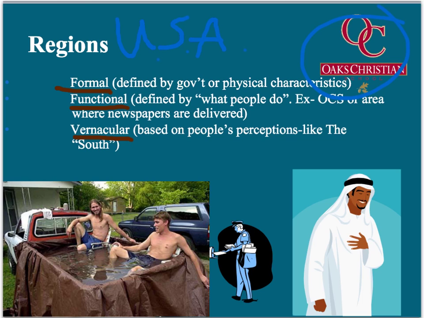Last one, vernacular regions, which are based on people's perceptions. An example would be the South, where you could go and say, I'm going to the South. It's not like there's a formal government for it, but there's an area where people say, that is the South. People can actually fight over it. Some people say certain parts are part of the South, but you can't just buy a plane ticket, say, take me to the South, please. You have to say, hey, can you take me to Alabama, Mississippi?